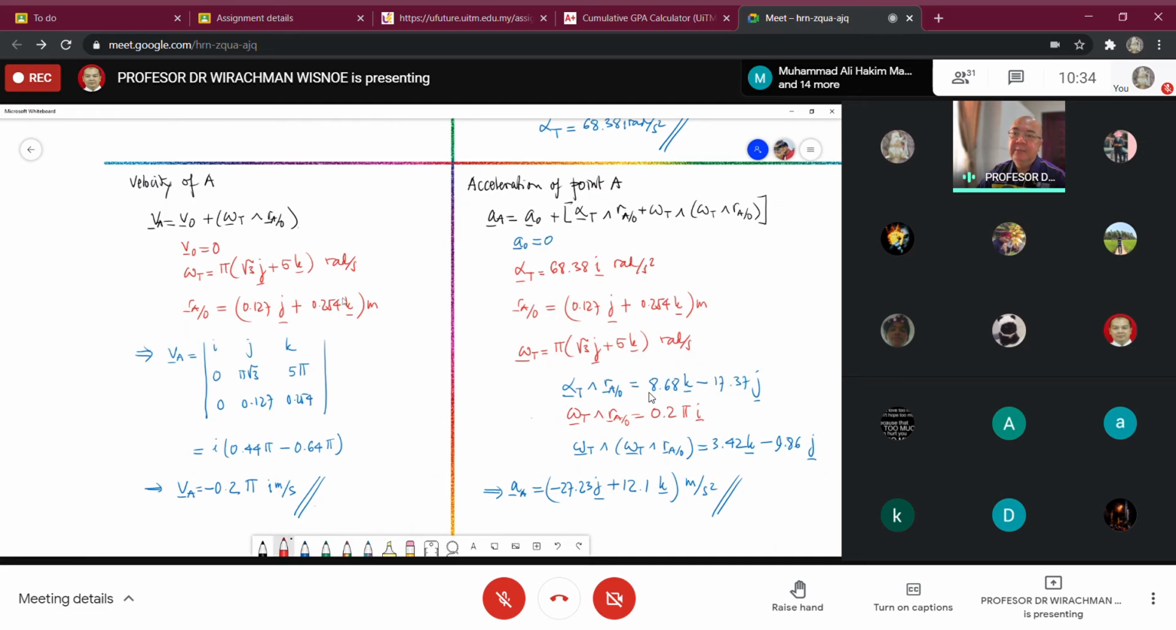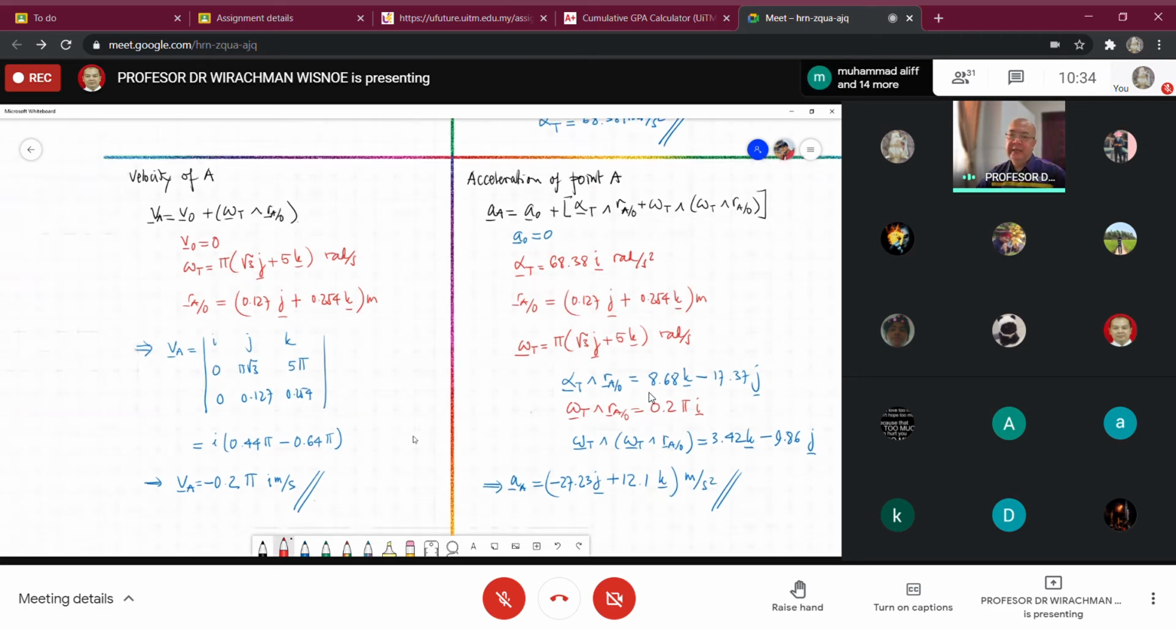Some of you can do the vector product directly. Me, I cannot do it. If more than one component, I always use the determinant. So it's up to you. So I do the determinant. You know how to do, right? So from here, I can obtain this answer.